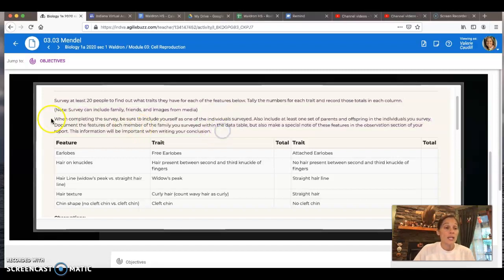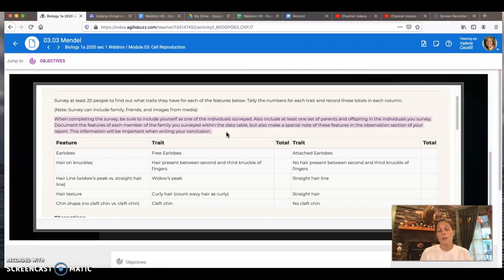Okay, it says when completing the survey, be sure to include yourself as one of the individuals surveyed. We also would like to have you include at least one set of parents and the offspring in the individuals you survey. So what the directions are really implying here is that you're getting one family, a mom, a dad, and kids. Again, I realize that's not necessarily possible.